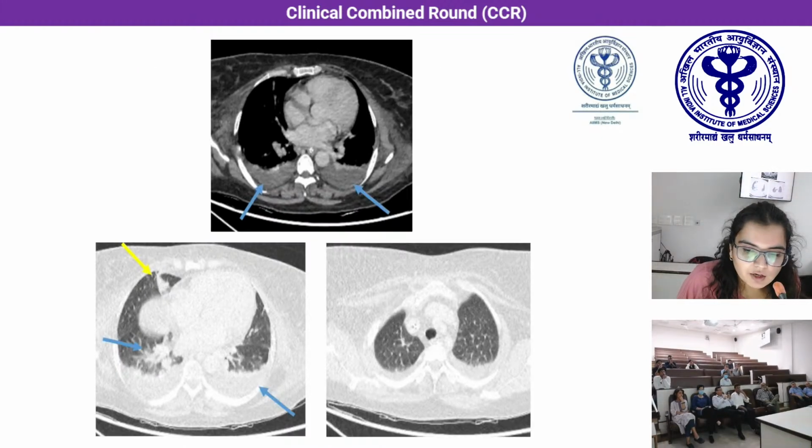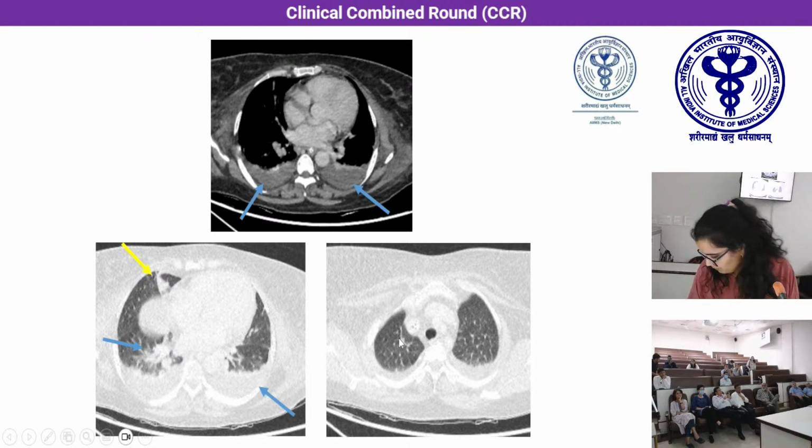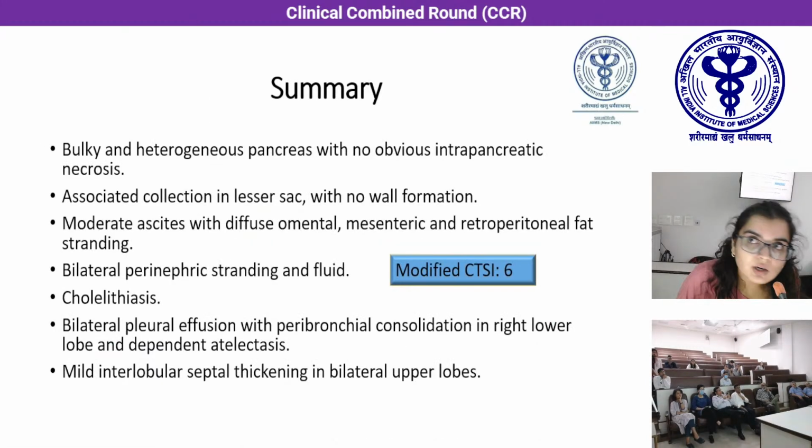Now coming on to the lung windows, in the mediastinal window we can clearly see that there are bilateral pleural effusions. In the lung window there was a patch of consolidation in the right middle lobe and in the right lower lobe, and there was smooth interlobular septal thickening noted in the right apex. So since there was no pancreatic or peripancreatic necrosis, we gave a modified CT severity index of 6.